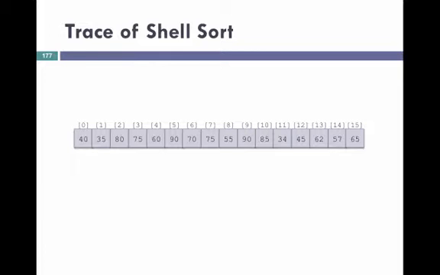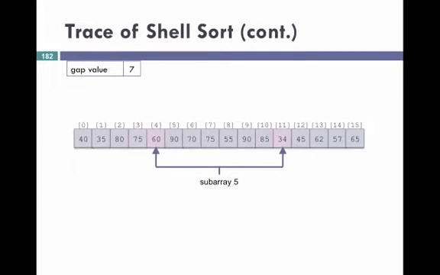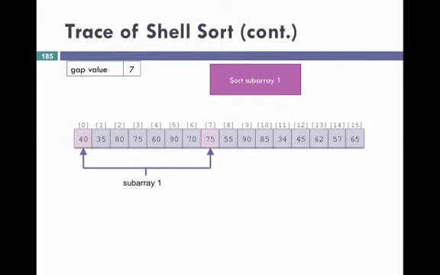So here's a trace of shell sort. We set a gap value equal to 7, and that will signify the subarray 1, where there's a space of 7 between each element in this subarray. And here's subarray 3, 4, so we can identify all of the subarrays that have a gap of 7. And the first thing we do is sort subarray 1. That's sorted. Then we sort subarray 2. It's in order. Subarray 3 is in order. Subarray 4 is in order.